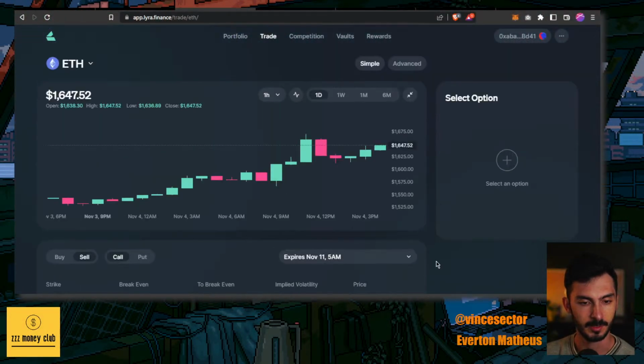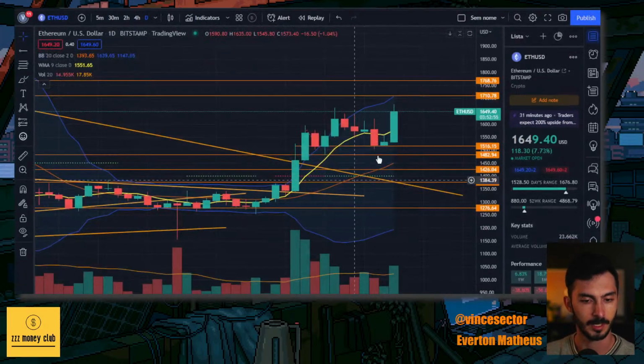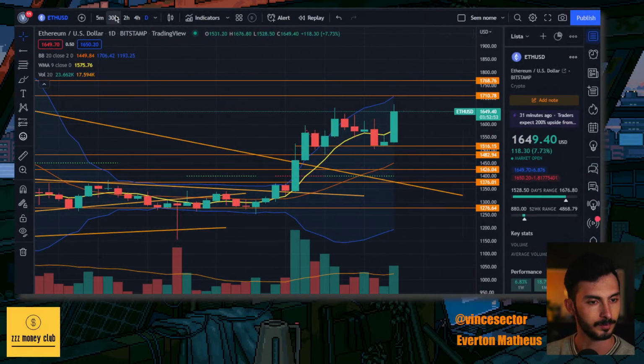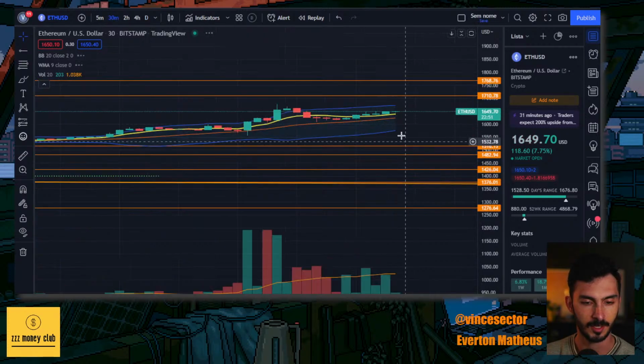So I've been looking a little bit at Ethereum. Hello, Dark Miner. Let's open the chat right here. You can see it just started rallying up in the last couple of hours.